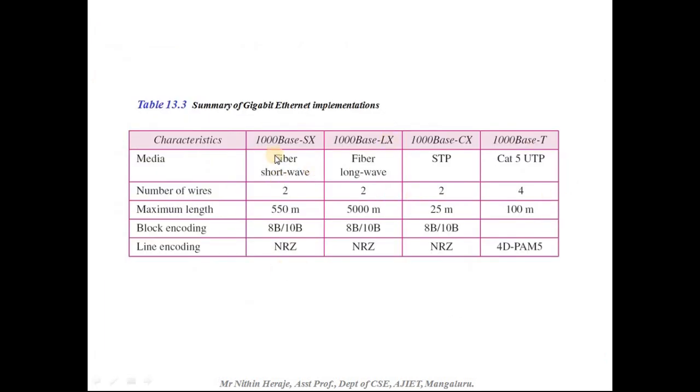So this is the summary of the gigabit Ethernet implementation. Just have a look at this. There are different characteristics like the medium, the number of wires, the maximum length, the block encoding and line encoding.